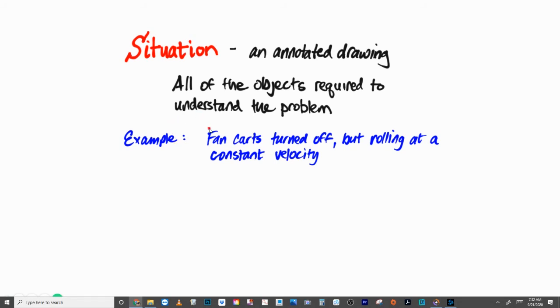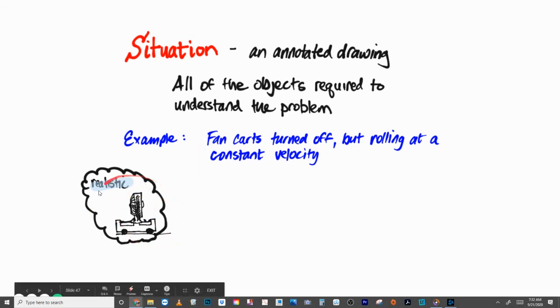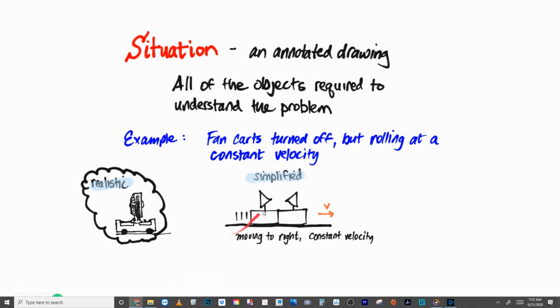So what would that look like realistically? It would be like this. That'd take a long time to draw, and that's only one cart, and I have to draw the other one, and then I have to show how it is moving. That's really cool. Awesome. Cool art skills. But we can actually go very simplified. Notice I didn't even include wheels on here because it's implied that because we said it's a fan cart, it would have wheels. Okay, we don't have to actually draw wheels.